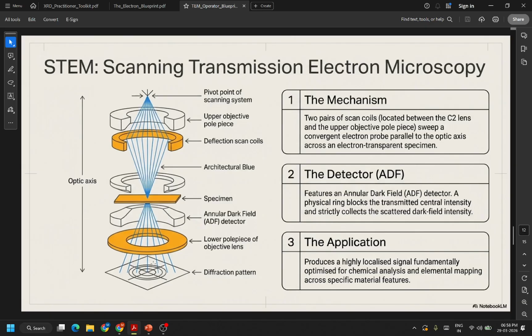It features an annular dark field detector, which is a physical ring that blocks the transmitted central intensity and strictly collects the scattered dark field intensity. So the application is to produce a highly localized signal fundamentally optimized for chemical analysis and elemental mapping across specific material features.